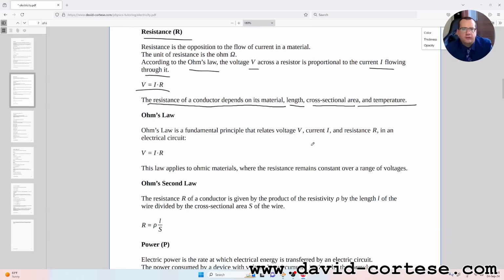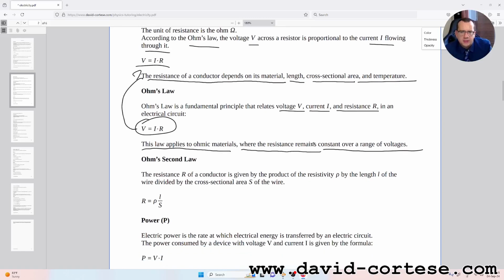Ohm's law is a fundamental principle, that is basically this, that relates voltage V, current I, and resistance R in an electrical circuit. V is equal to I times R. This law applies to ohmic materials, where the resistance remains constant over a range of voltages.